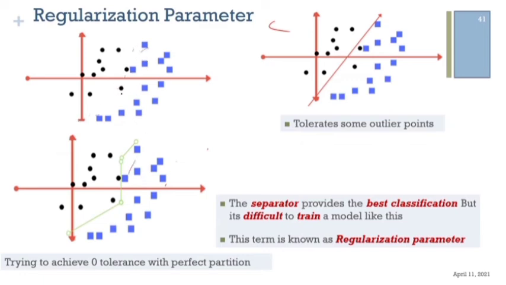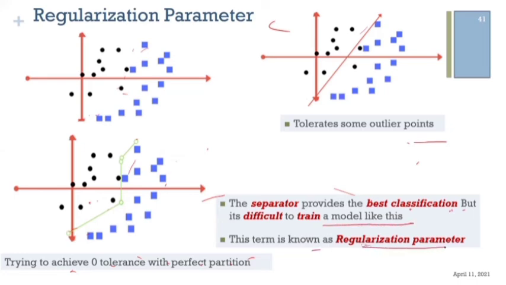This is where you set your C, and this is tolerant. We draw a line. We tolerate some outlier points. Some points are falling to the other side. That is fine. We want it, no problem. You see? Here we're trying to achieve zero tolerance with perfect partition. Can you see what we are doing? We don't want this point. We don't want any mistake. So the separator provides the best classification, but it's difficult to train a model like this.